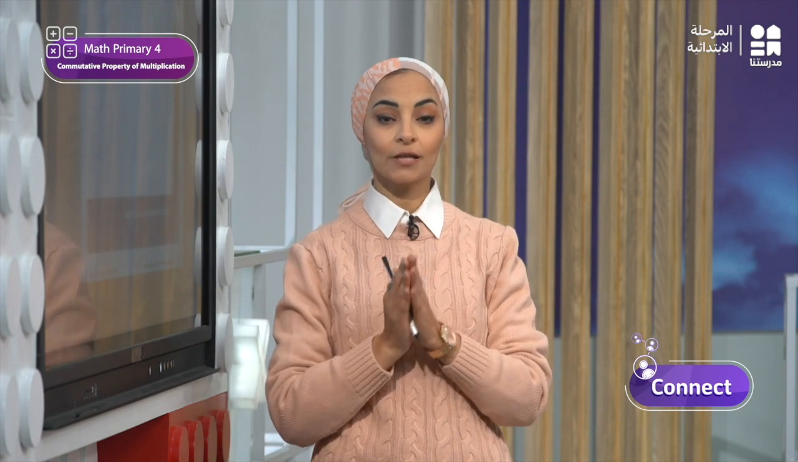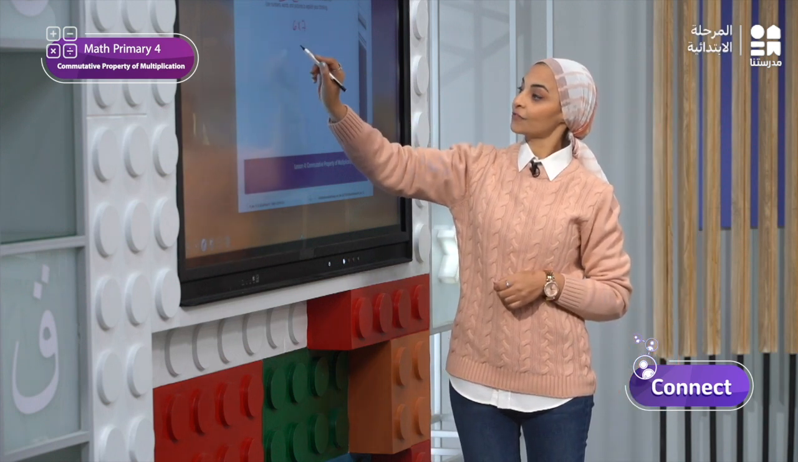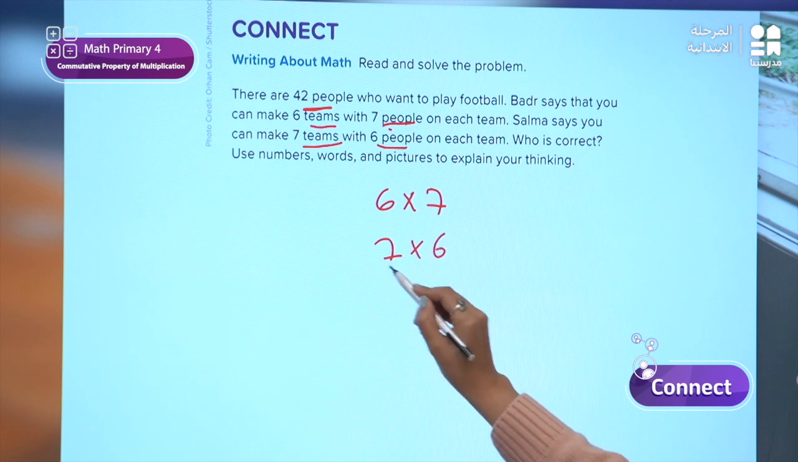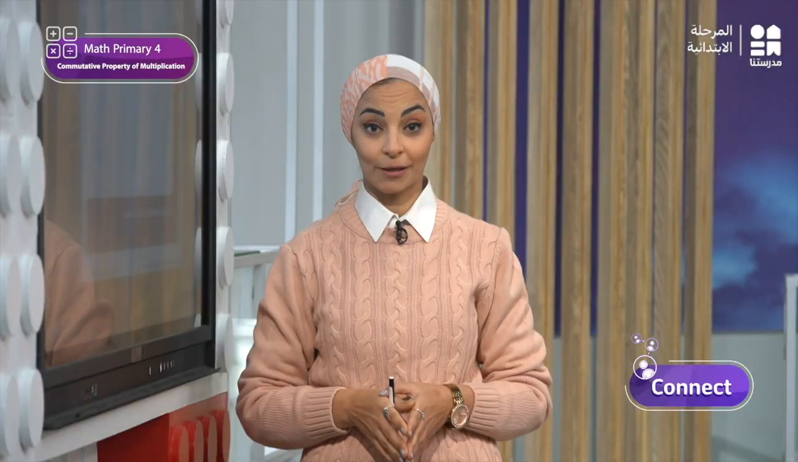Some of you would use the definition that was introduced at the beginning of the lesson, that the commutative property of multiplication means that we can multiply the factors in any order. The product will always be the same. All these opinions and answers will be correct, okay? Because 6 times 7 is the same as 7 times 6, it will give me the same answer, and that is the commutative property we are talking about today.